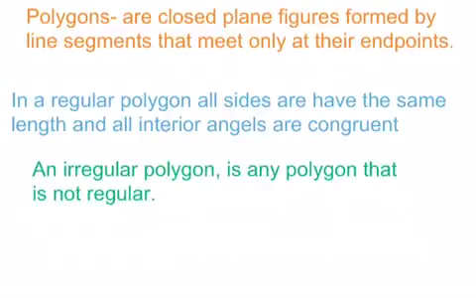A bit of a review here, but a polygon is a closed plane figure formed by line segments that meet only at their endpoints. In a regular polygon, all sides have the same length and all interior angles are congruent. An irregular polygon is any polygon that is not regular, so not all sides will have the same length and angles will have different measures.